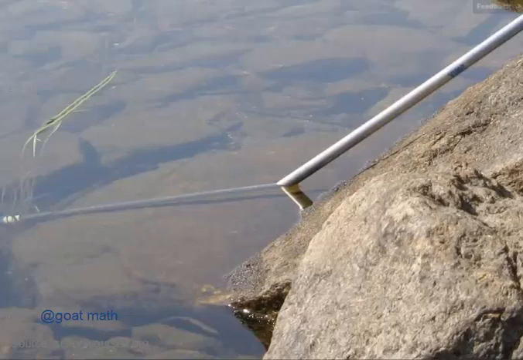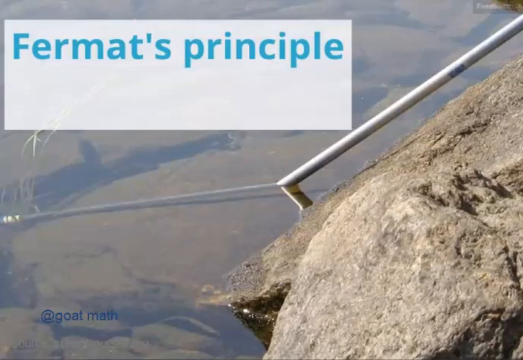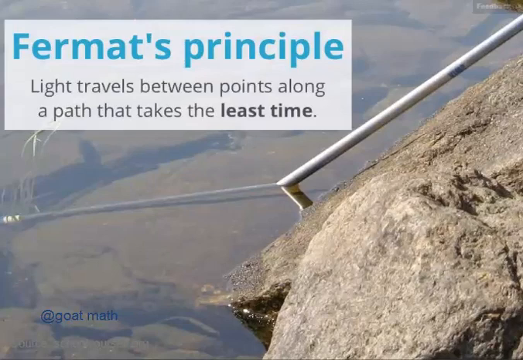Well, this phenomenon can be explained with Fermat's principle, which says that light travels between points along a path taking the least amount of time. In this lesson, we'll explore Fermat's principle and see if we can explain why light bends between water and air.